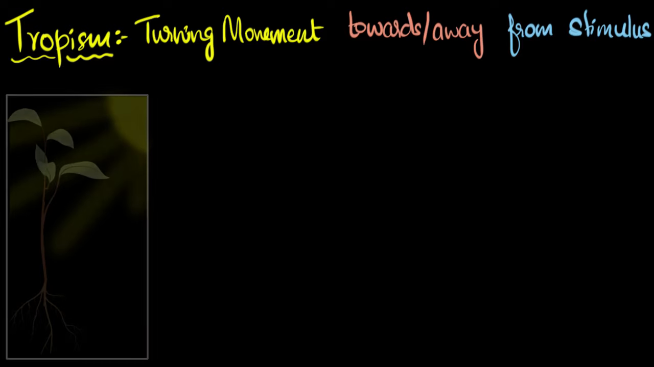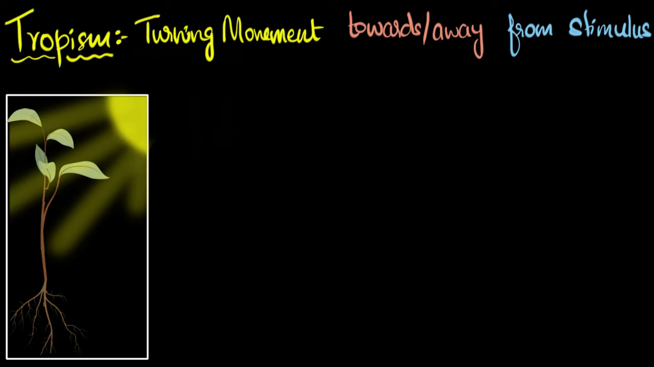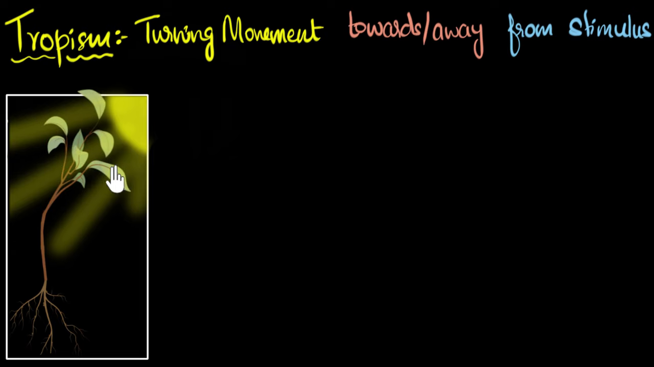So let me give you an example. If you take a plant and keep it in sunlight, you will see as time passes by, the plant will grow and the shoot will start bending towards the sunlight. This is tropism because notice the plant is moving, it's a kind of turning movement. It is moving towards the sunlight. So sunlight becomes the stimulus.